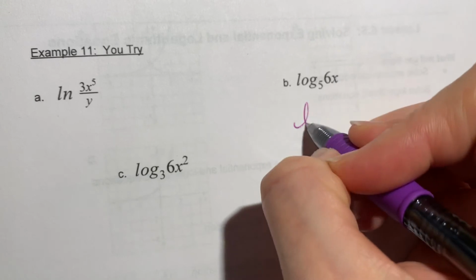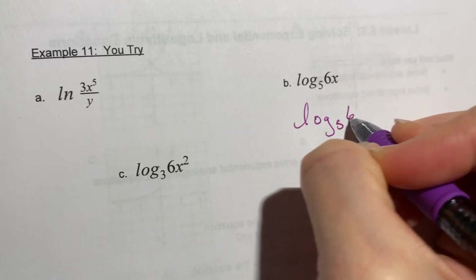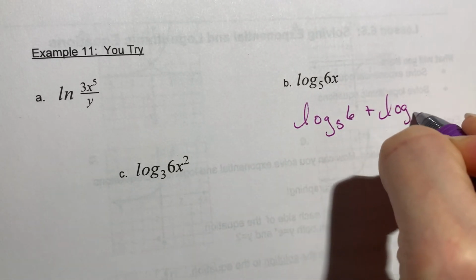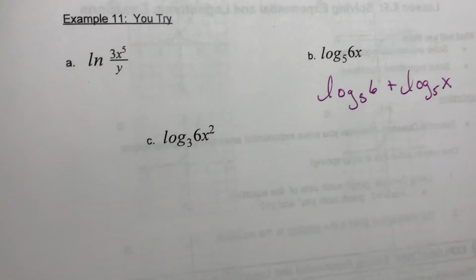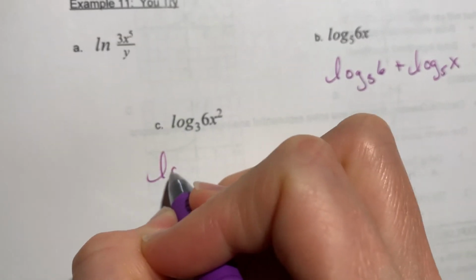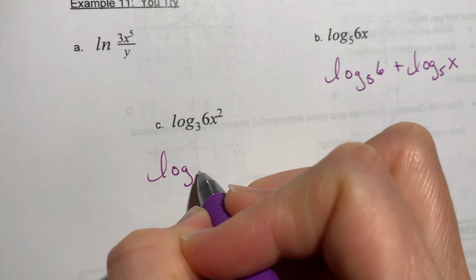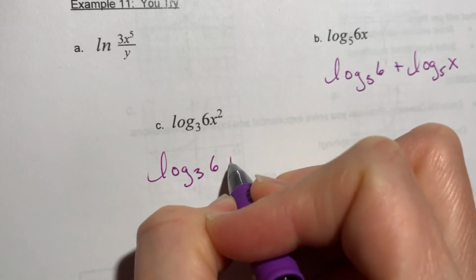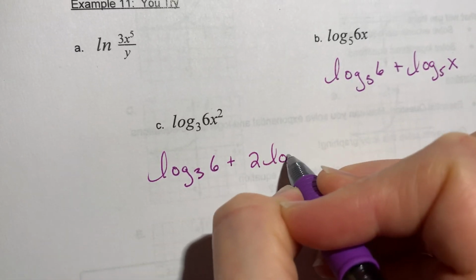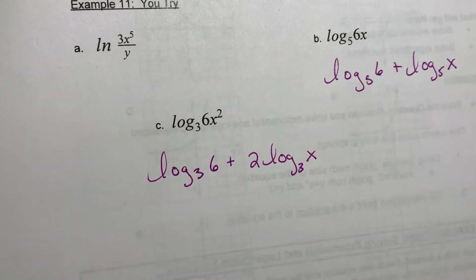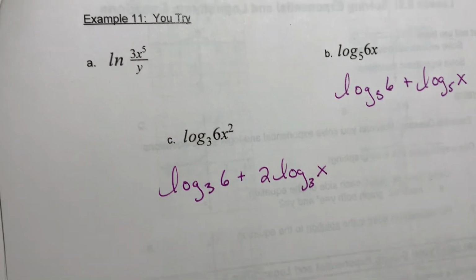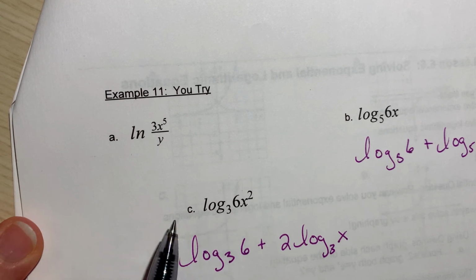So this one would be log 5 of 6 plus log 5 of x. This one would be log 3 of 6 plus 2 log 3 of x. There's my x squared, there's my 6. So this one's going to be 3.